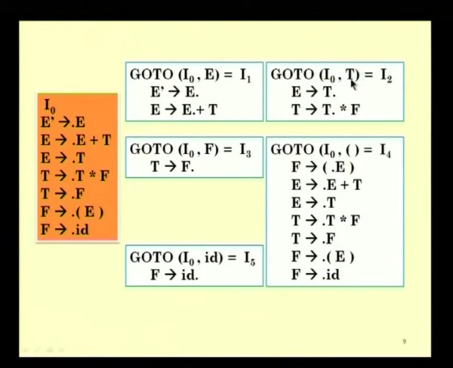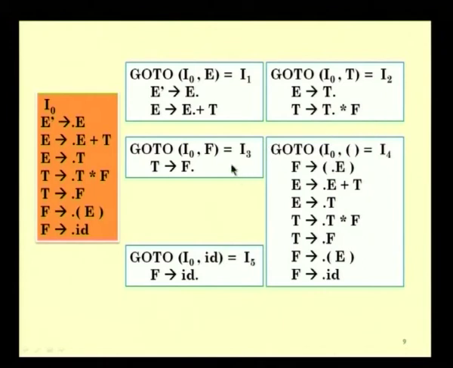So to find out the transitions, you find out the items in which T is just following dot. T is following dot in two items: one is E derives dot T and another one is T derives dot T star F. In both the items, you just move dot next. So you will be having E derives T dot and T derives T dot star F.